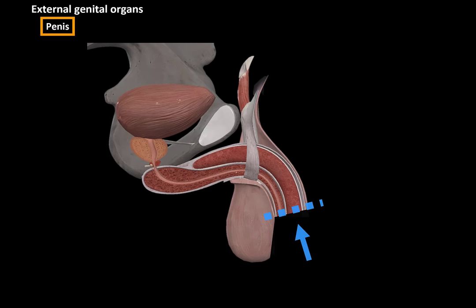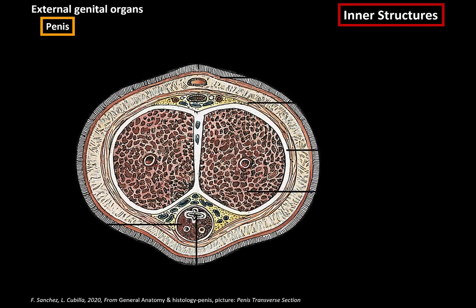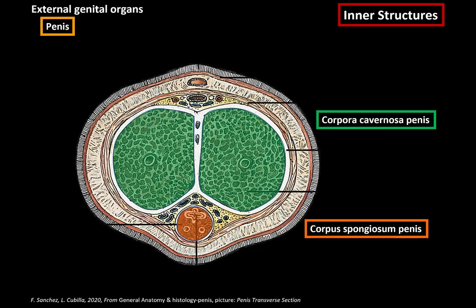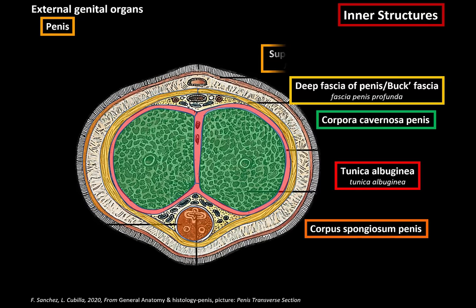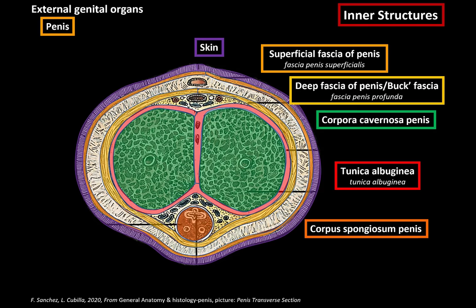This image illustrates the penis structures very well. We can see the corpus spongiosum down here, containing the urethra. We can see the corpora cavernosa. And around the corpora cavernosa, we can see the tunica albuginea, which is a dense layer of connective tissue that forms a septum, called a septum penis, between the corpora cavernosa. We can also see the deep fascia of the penis, which is a layer of connective tissue covering the erectile bodies. And we can see the superficial fascia of the penis, which enables free sliding of the skin. So it's located right underneath the skin.